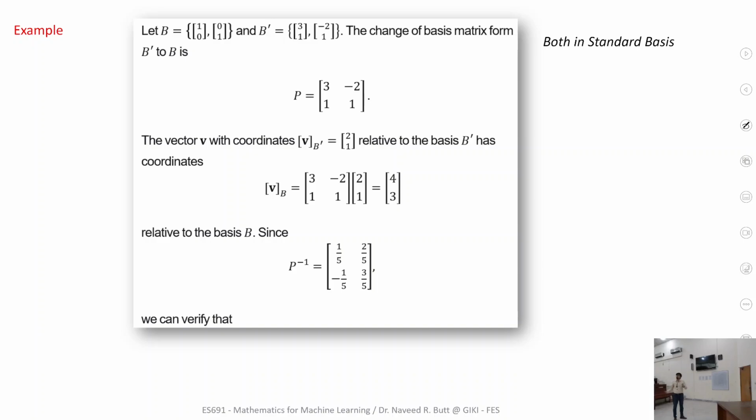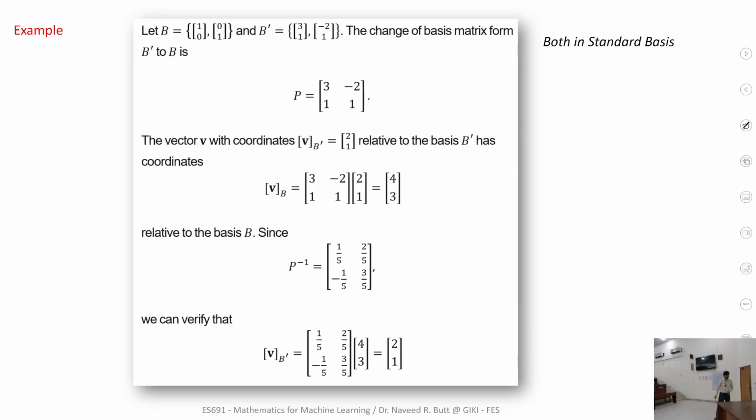And the other way around, you can even verify now. वापस जाना हो तो P inverse use होगा, right? So if you had a vector v represented in B prime as (2, 1), in B it will be represented as (4, 3). If you want to check you're right, apply the inverse, which will be P inverse, and you should get (2, 1) back.